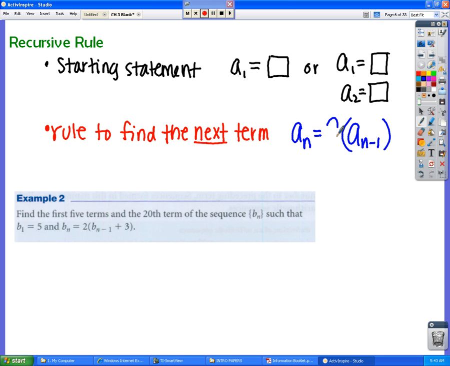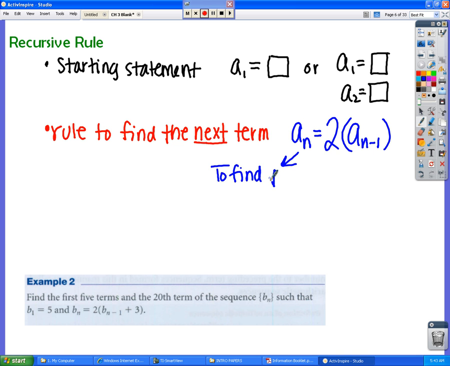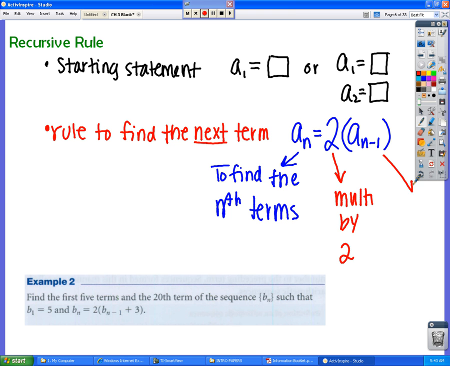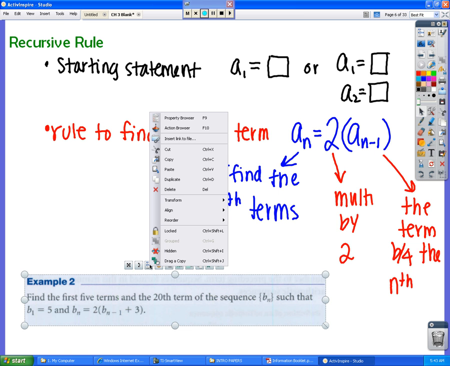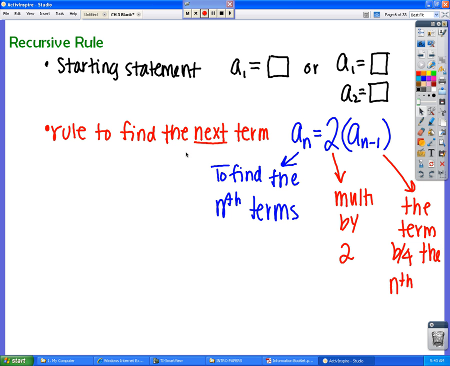If I do something like this, this would be an easy one. This says to find the nth term. On this side it says multiply by 2. And this says the term before the nth. So what that tells us is I just need to know the one before it, and I will be able to find the next term. So that's recursive.